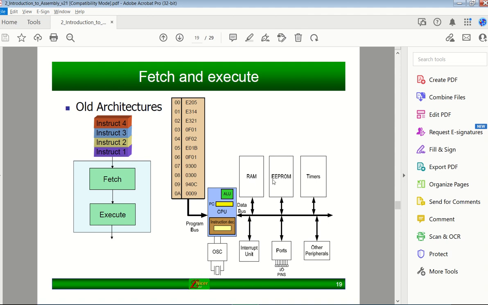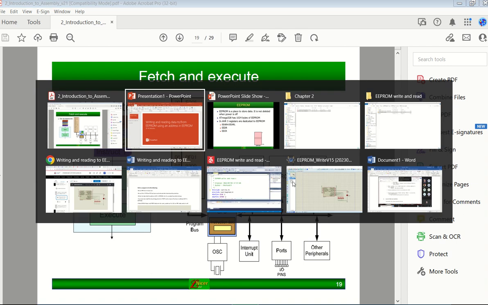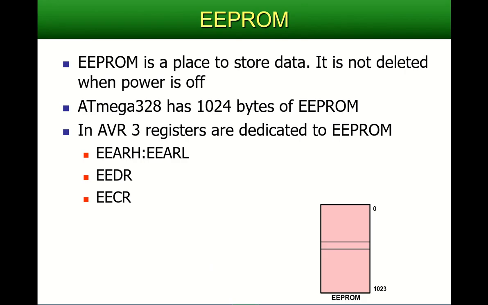EEPROM, as the name suggests, is electrically erasable programmable read-only memory, and it's a certain type of memory sitting inside your microcontroller. In the specific ATmega328P, if I can just get to this other slide, you will see it has 1024 bytes of EEPROM, which is 1K. This is the ATmega that I am working with.